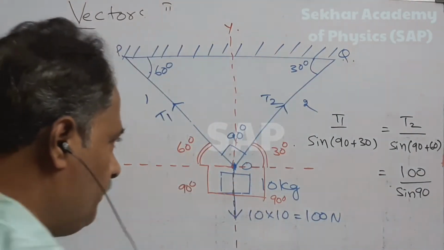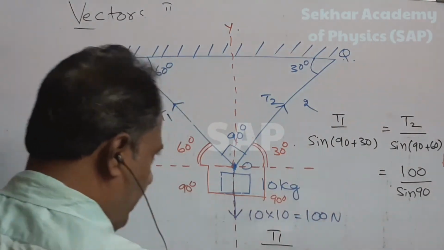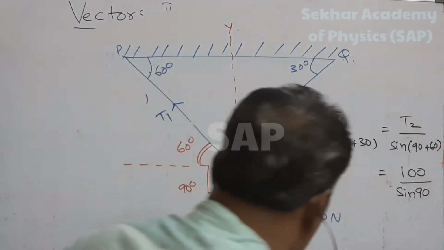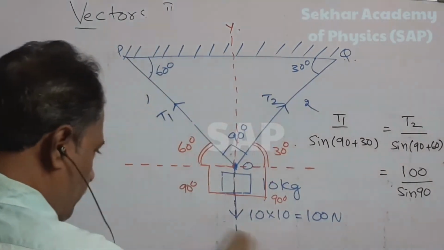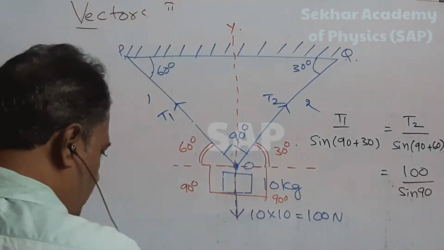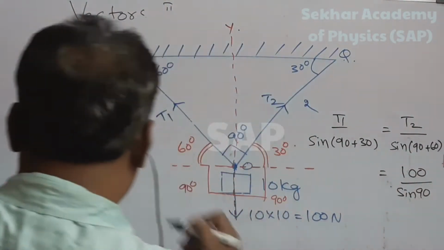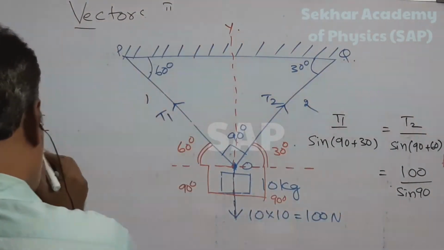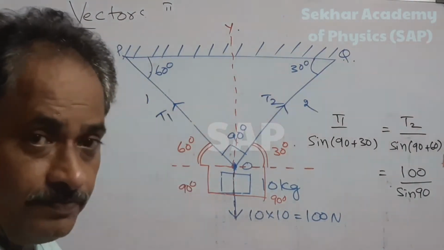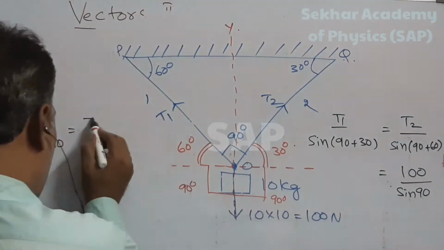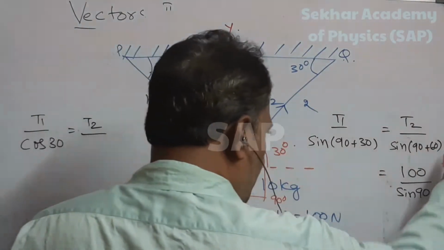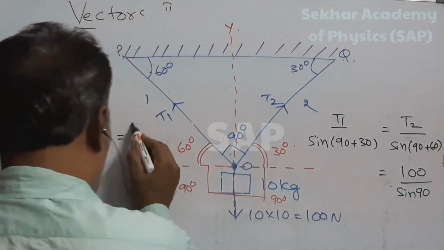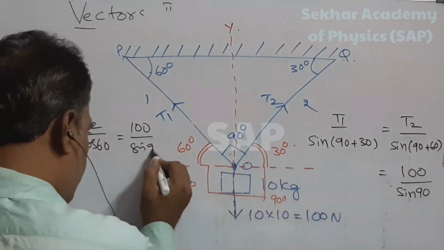After that, you can write T1 by sine of 90 plus 30. Here I can mention the calculation part, which is T1 by sine of 90 plus 30, which is nothing but cos 30. And this is T2 by sine of 90 plus 60, hence I can write cos 60. And this is equal to 100 by sine 90.